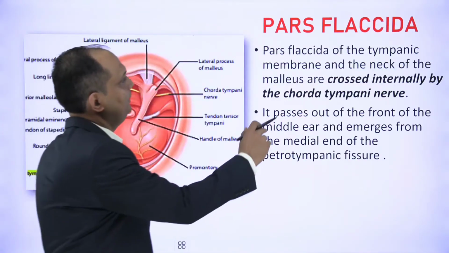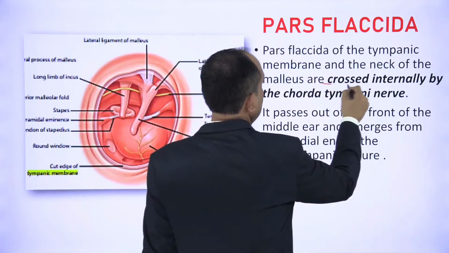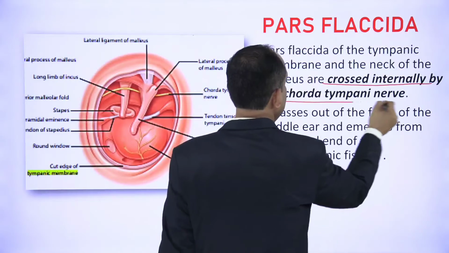Now, the pars flaccida of the tympanic membrane and the neck of the malleus are crossed internally by the chorda tympani nerve.